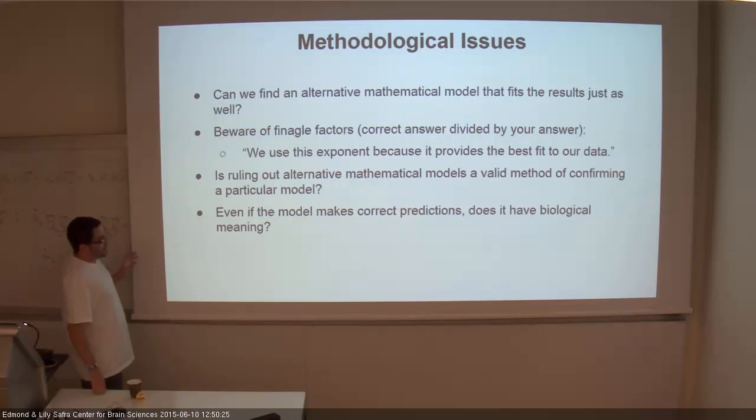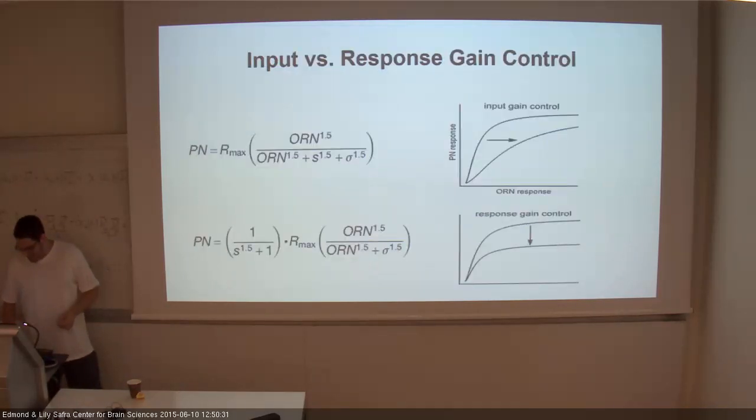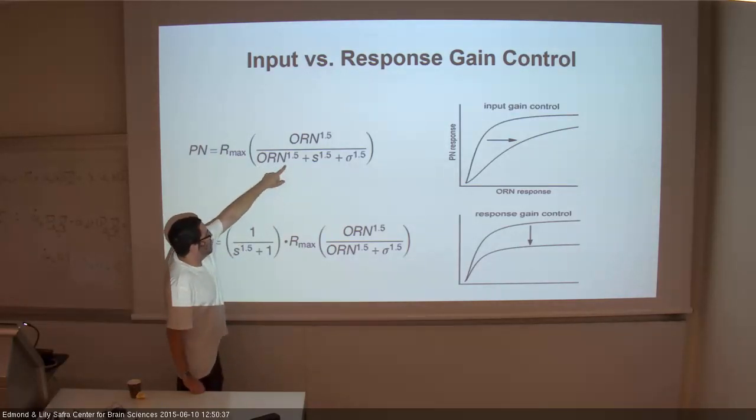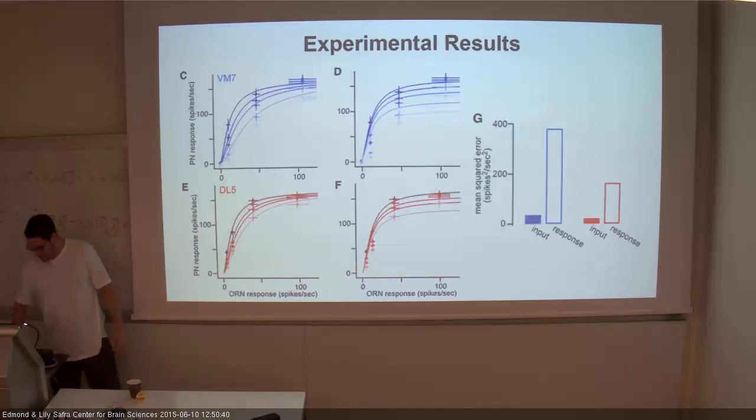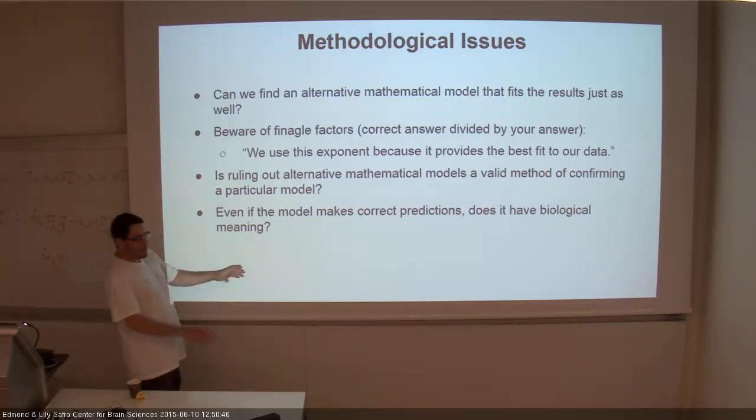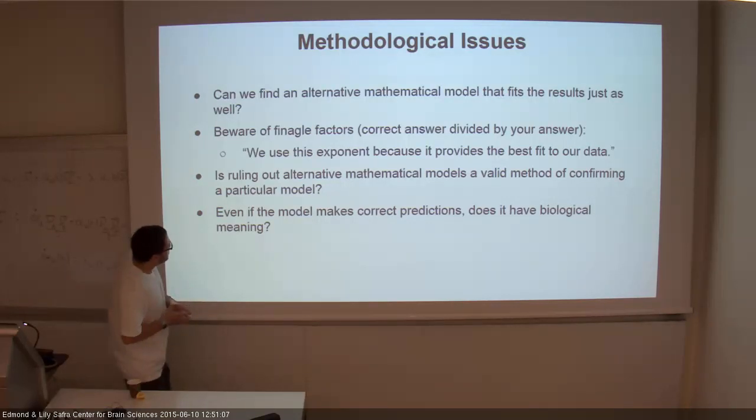Another thing that I was a little bit concerned about was finagle factors. If you look back at the initial equation, you see that all of these values here have this 1.5 exponent. And what they said in the paper was that they use this exponent because it provides the best fit to their data, which is legitimate if you want to make a predictive model and that particular value works well. But the question is, is it biologically meaningful to just have this number that you tack onto your equation and it fits your data better? So what does that really mean? It interacts with your biological meaning.